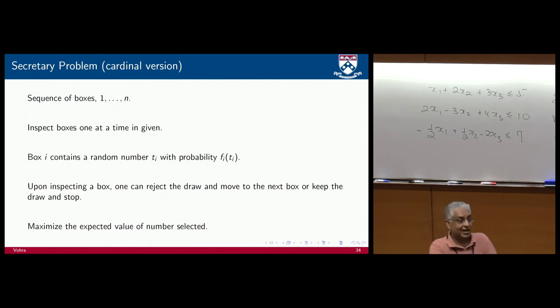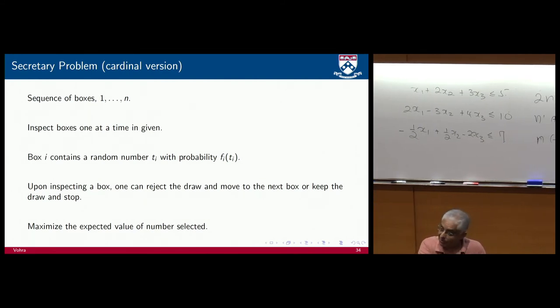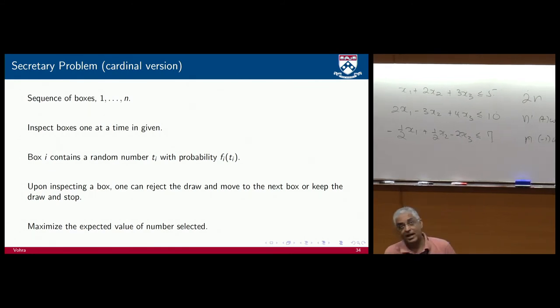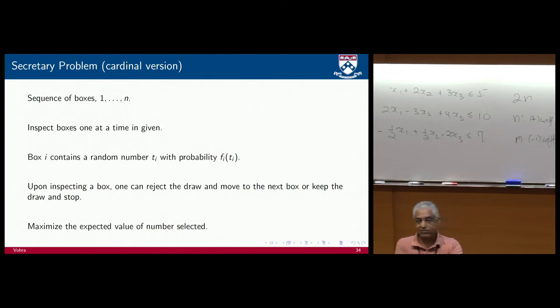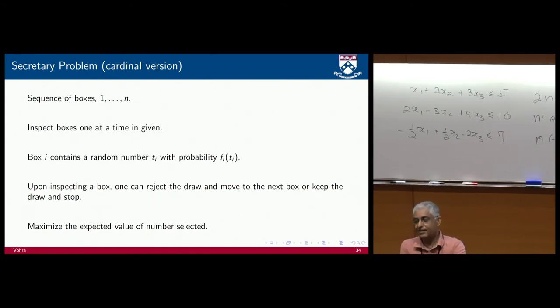If it's bigger than what I think my expected reward from the remaining boxes is going to be, then I should keep the number and go home. Otherwise, I should reject the number, go to the next box. Right? So what's the challenge here? The challenge is, okay, I've got to work out the expected reward from inspecting the remaining boxes. But that's the usual dynamic programming recursion, so we're in familiar territory. Tedious, but it can be done.